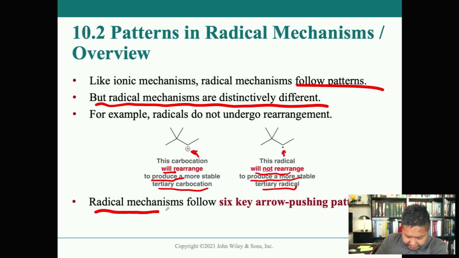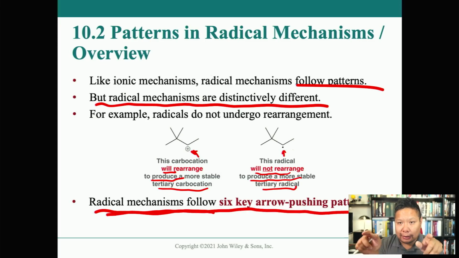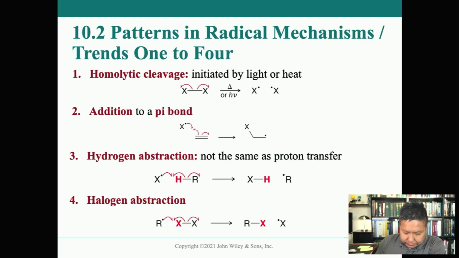And then the other difference is that the radical mechanisms follow 6 key arrow pushing patterns, which is what I was talking about. I only talked about a couple of them, which is the going apart to form a bond and going together to make a bond, right? But here are the 6 key arrow pushing patterns. The first one is the first one I talked about just a second ago, right? This is the homolytic cleavage, where we have 2 arrows going away from each other.